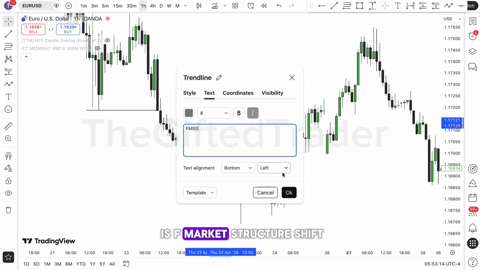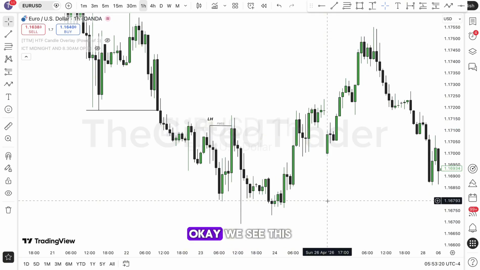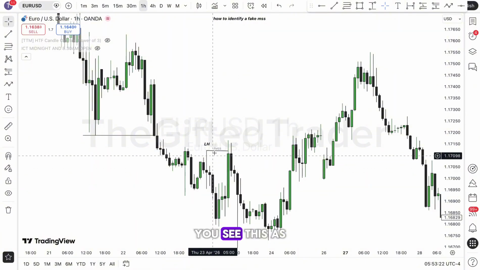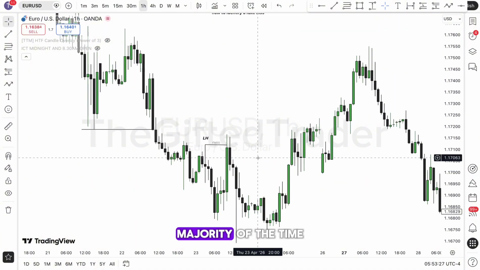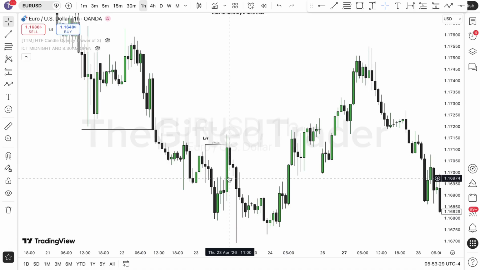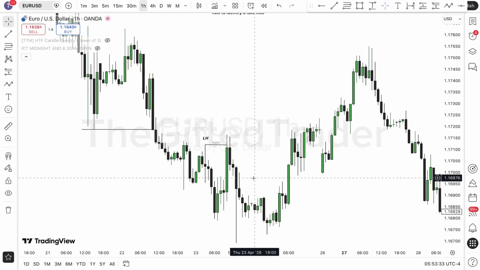You see it as a failed market structure shift. Majority of the time, price will reverse back down.